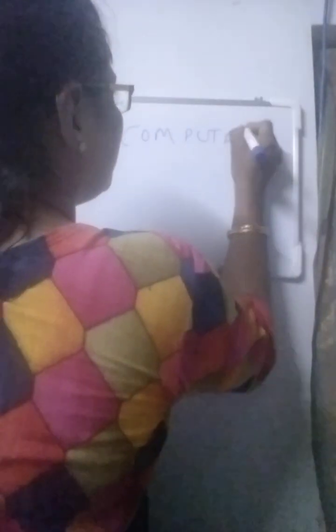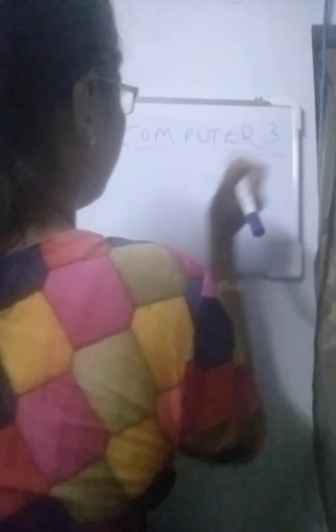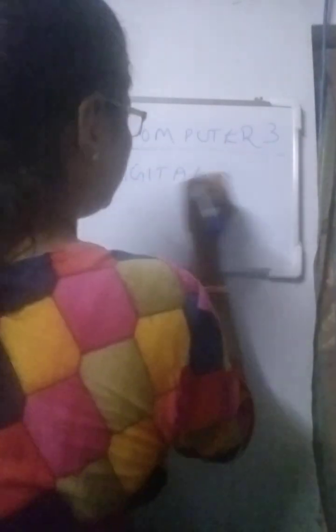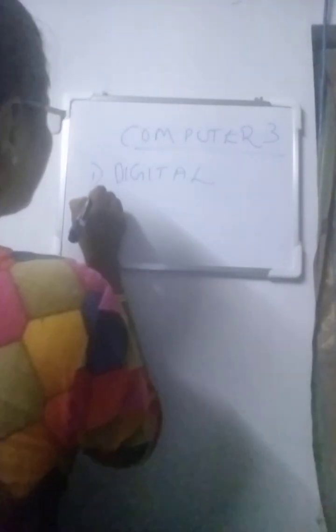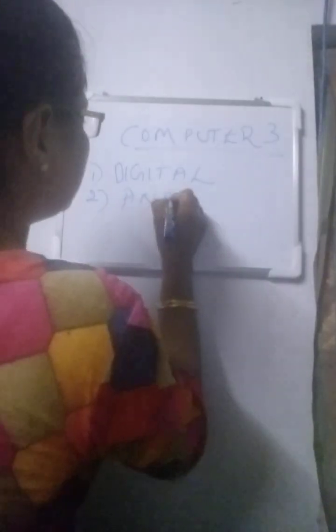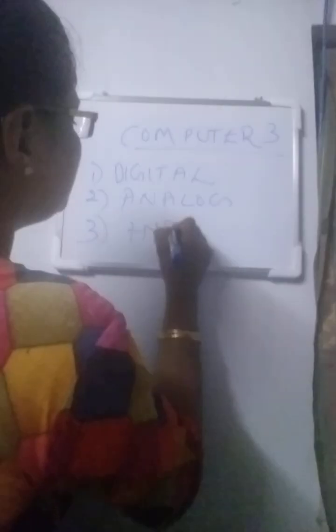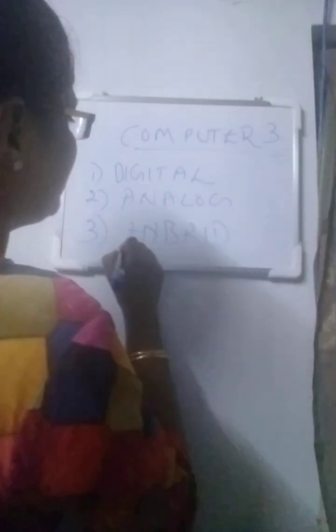Computer can be divided into three types: digital computers, analog computers and hybrid computers. Computers can be divided into three types: digital computers, analog computers and hybrid computers.